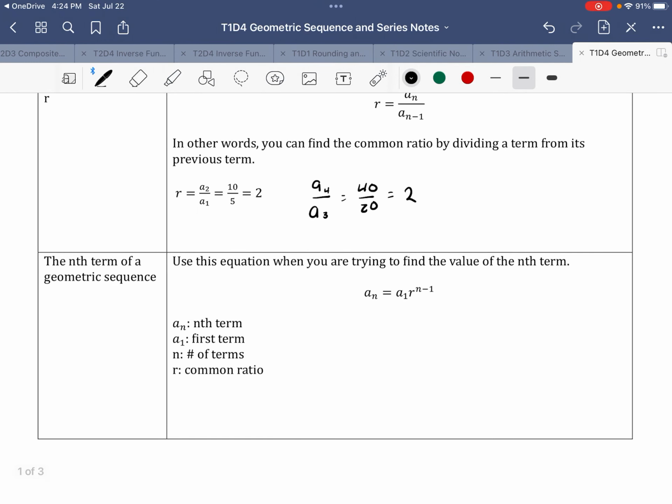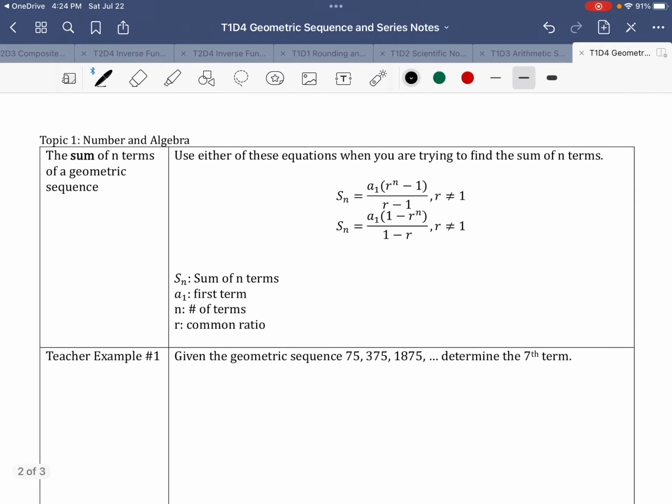In order to find the nth term of a geometric sequence, we can use this equation: a sub n equals a sub 1 times r to the n minus 1 power. Okay? And if we're trying to find the sum of n terms, we can use this sum equation. They're the same. There's not really a blatant preference or advantage for using one or the other, so you do you.